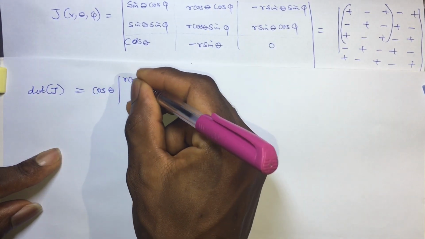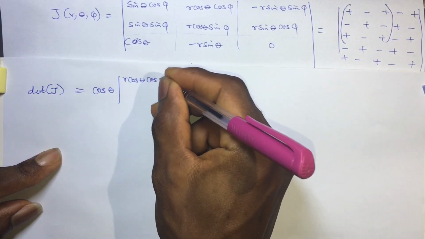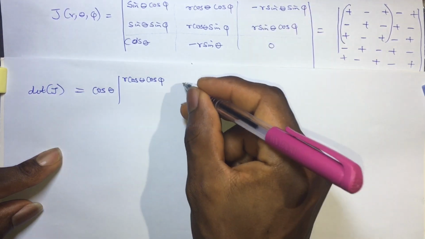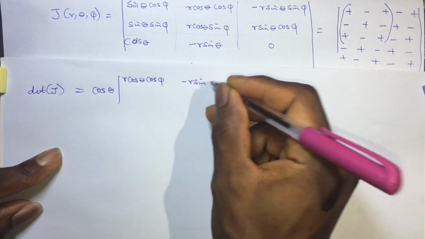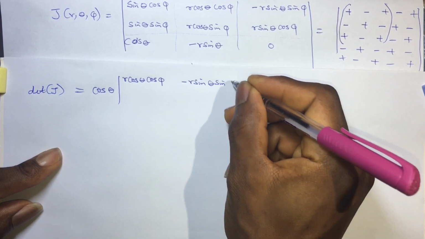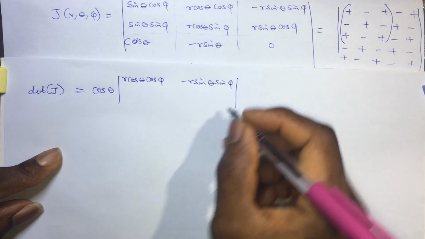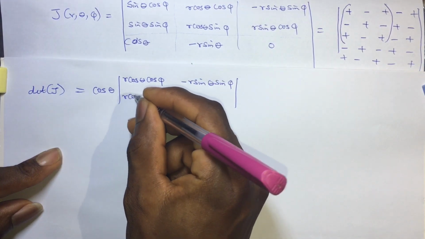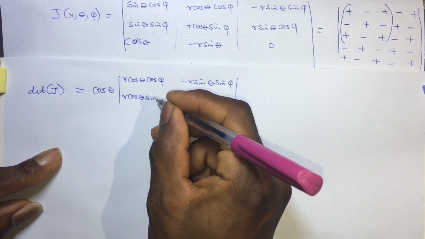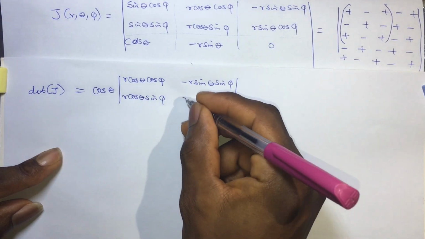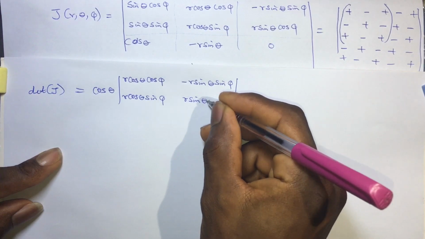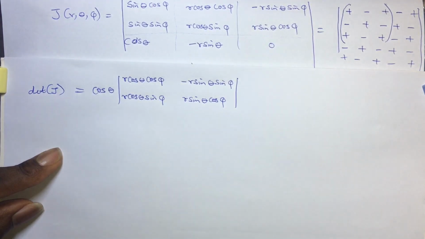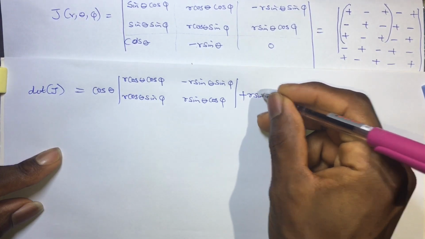So I have here r cos theta cos phi, negative r sin theta sin phi, r cos theta sin phi, r sin theta cos phi. Then I come down to this place. Now remember, negative times negative gives us positive. So I have here plus r sin theta.